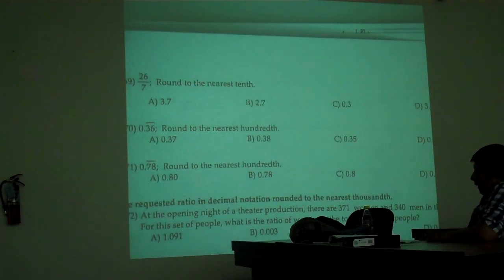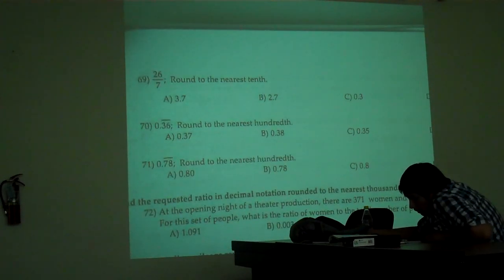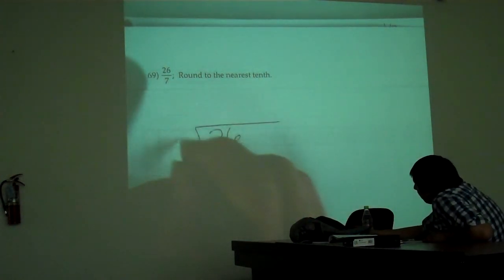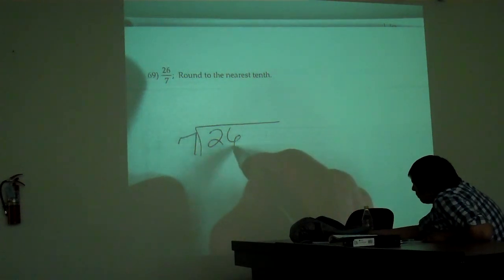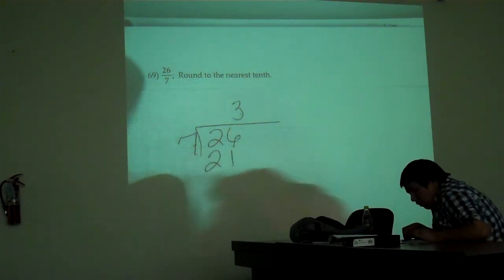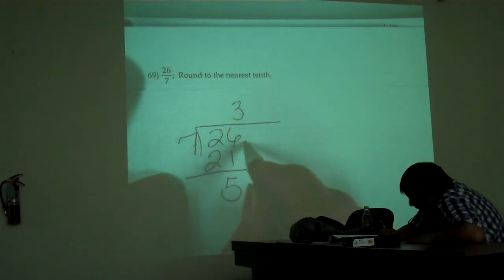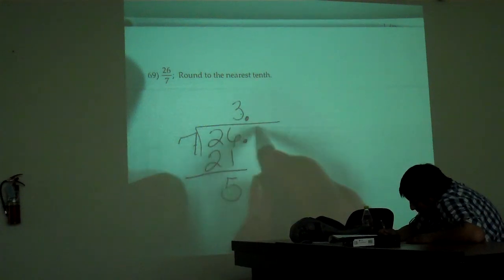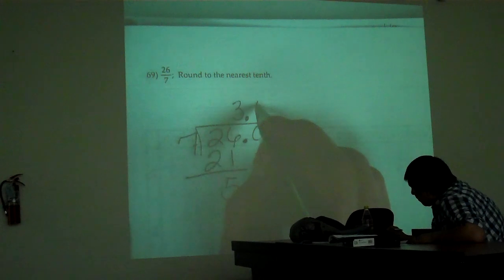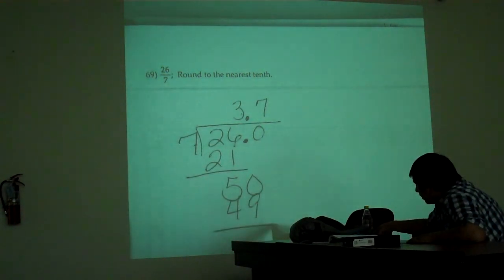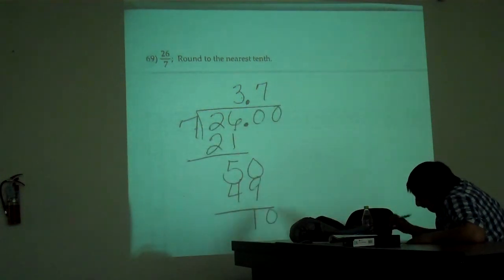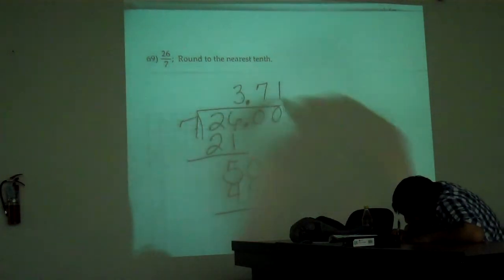Round to the nearest tenth, you have 26 divided by 7. That one you haven't done before, so you need to divide it. 7 into 26. 3 times 7 is 21. 5. We need to put a decimal in there and add a 0. 7 into 50. 7 times 7 is 49. And that's 1. Add a 0. 7 into 10 is 1.